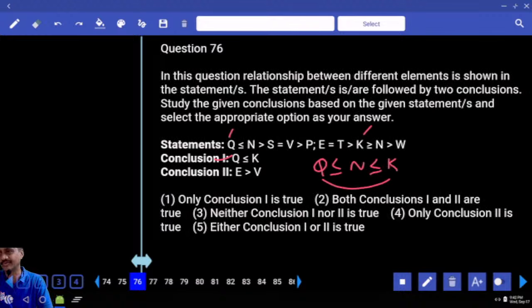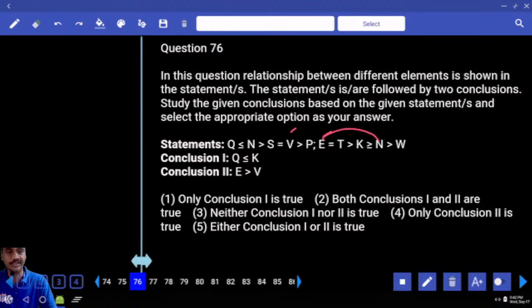Then coming to the second, E and V. Now in this one, E is here, V is here. Which element is common? N is common. E to N, E greater than N. N to V, N greater than V. E greater than N greater than V, E greater than V. What is your answer? Both 1 and 2. Both 1 and 2, choice 2, question number 76.